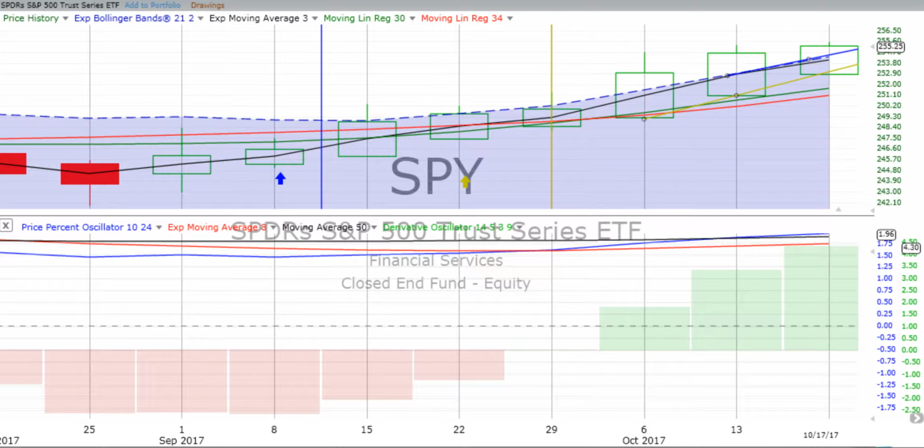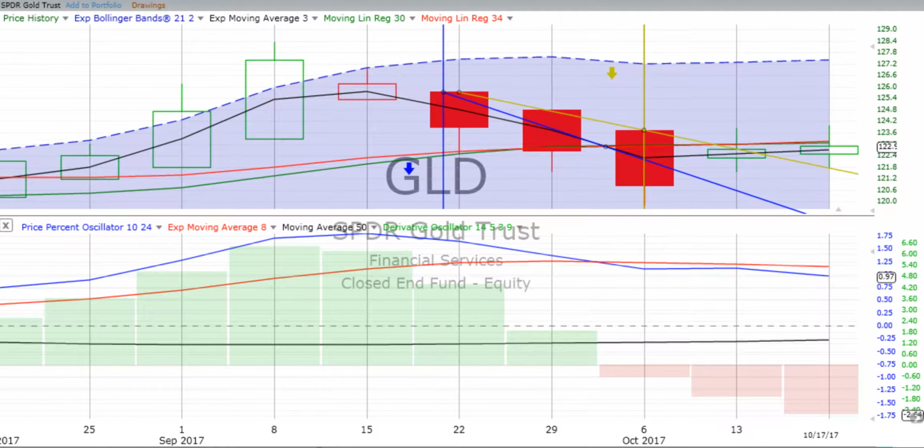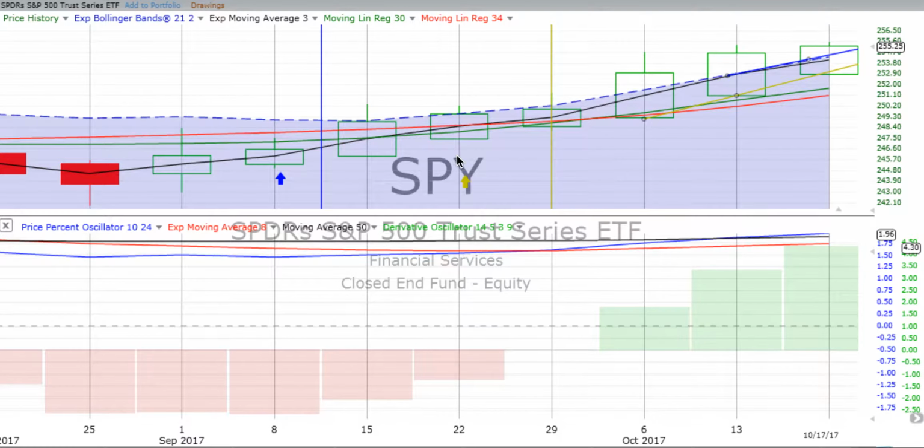2017. We see that stocks, both the S&P 500 and the Nasdaq 100, are up for the day. Bonds are also up. Gold is down. Let's jump right into the S&P 500.